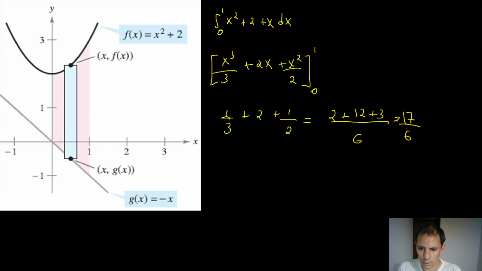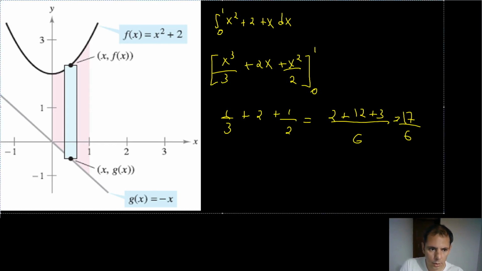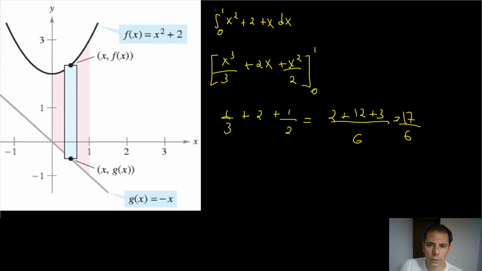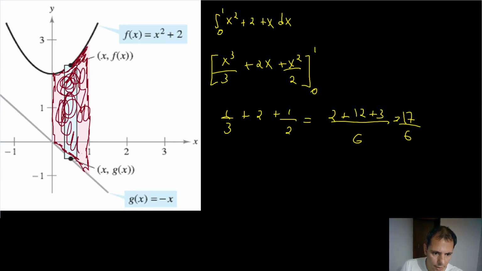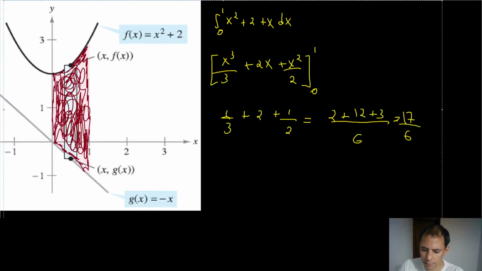Here's another example. Let me just erase all this. So 17 over 6 is going to be this area right here. I just want to make it absolutely clear in the beginning what I'm talking about: everything inside here. This is 17 divided by 6. 17 sixths. All right, now let me erase that.